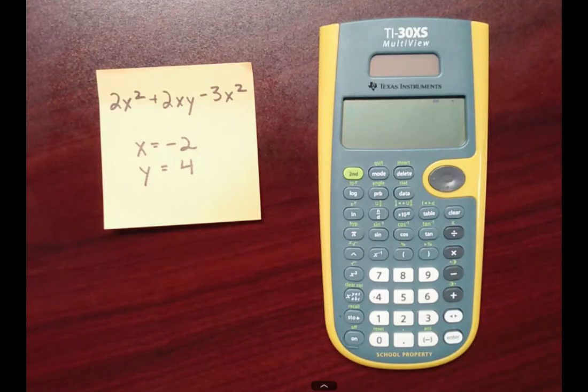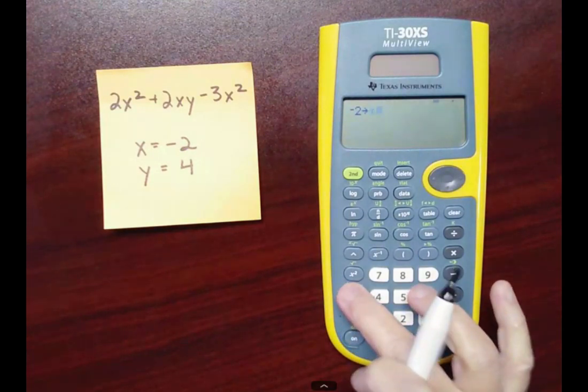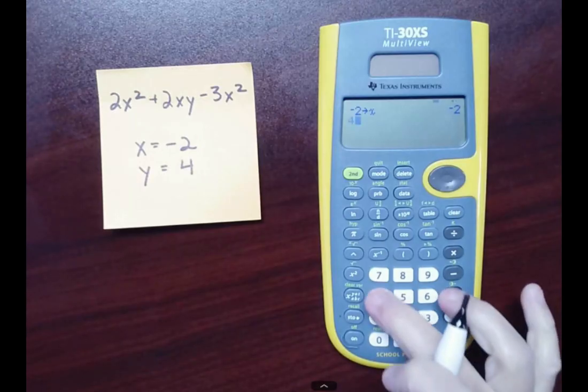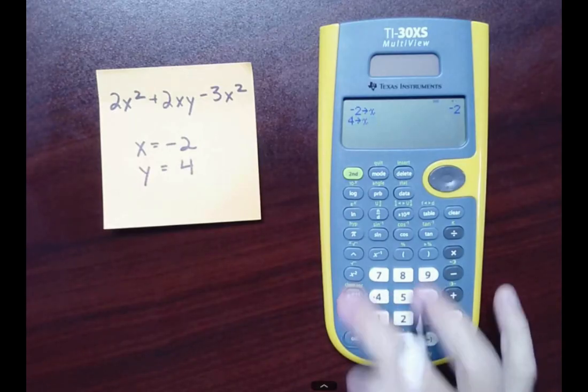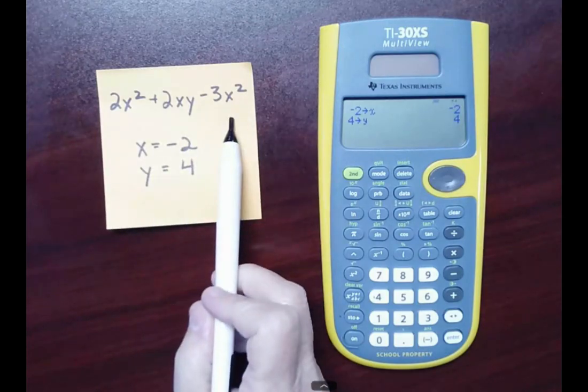So we're going to do -2 for x. -2 store x, enter. Number, store, letter, enter. And now we're going to store 4 for y. 4 store, once for x, twice for y, enter. Now the calculator shows me I have -2 stored for x and 4 stored for y. So now we can type in the problem we were given.